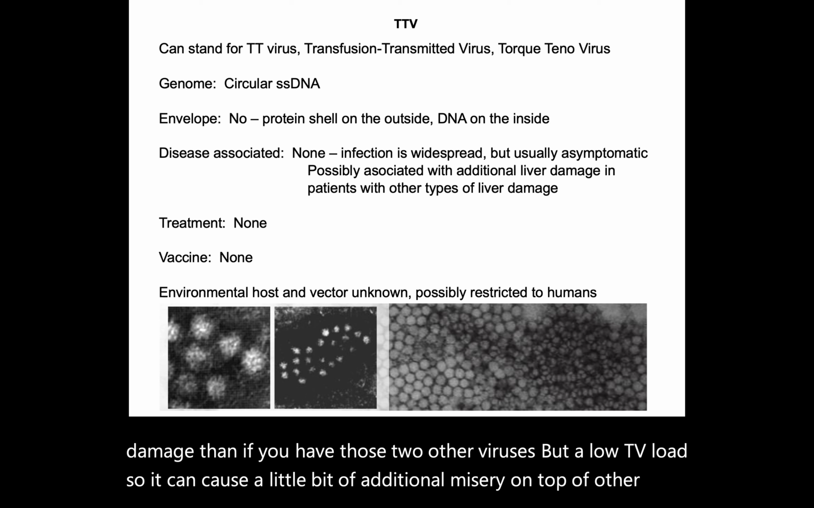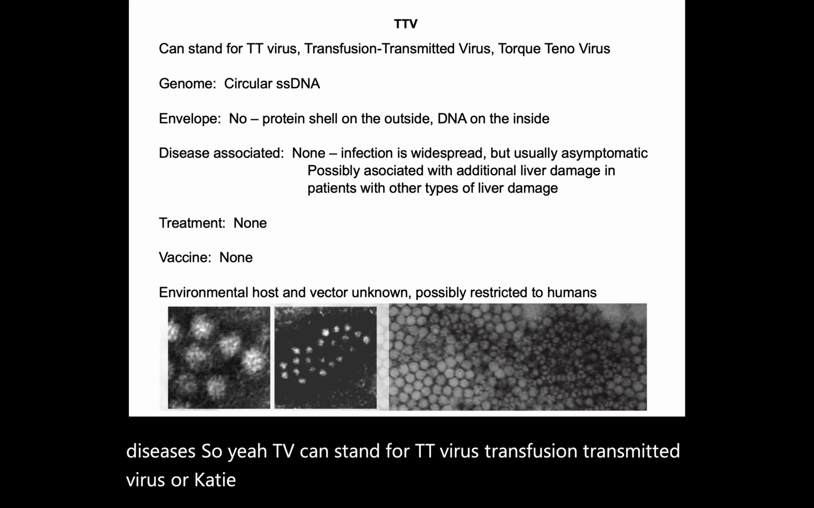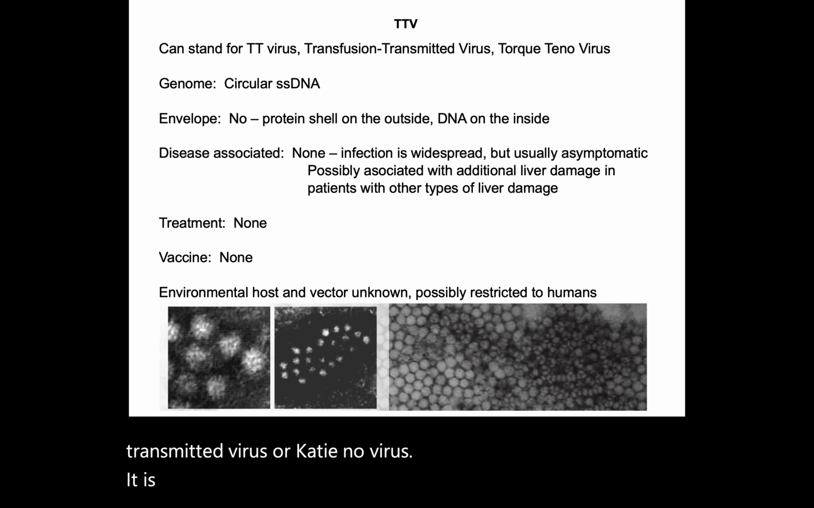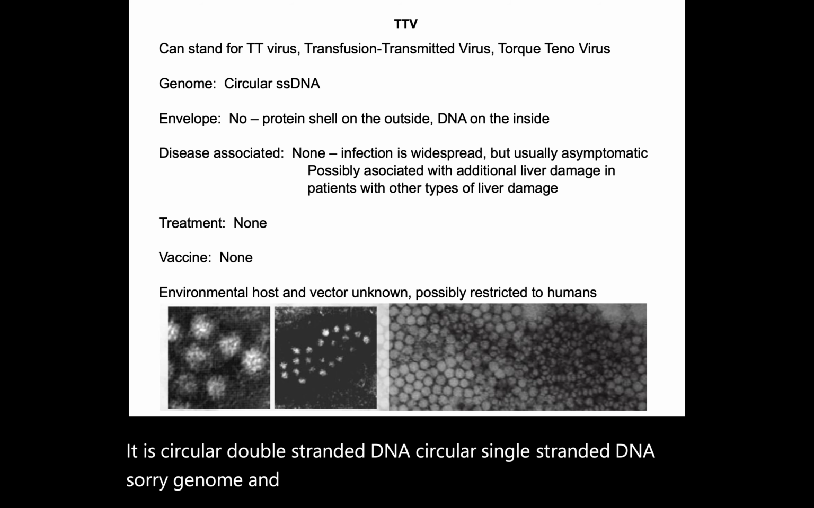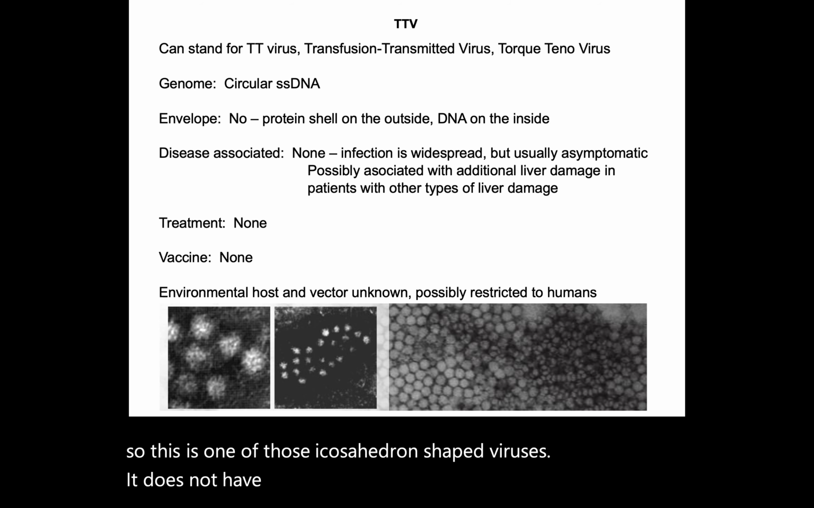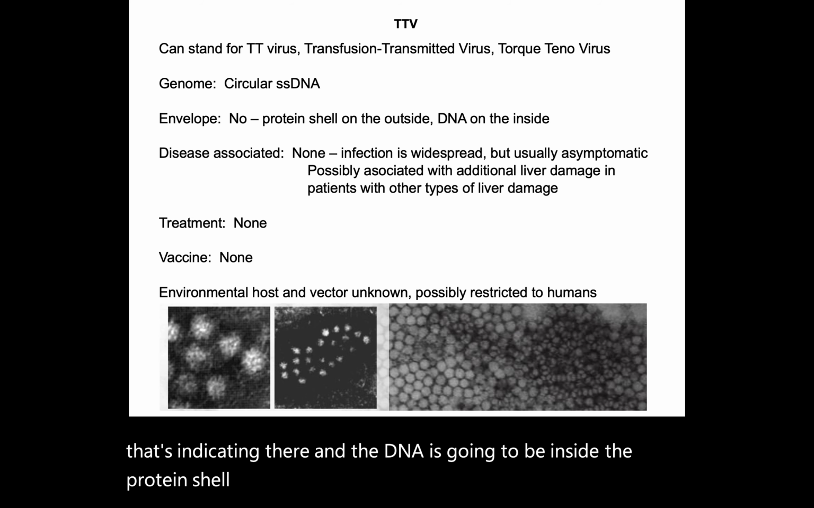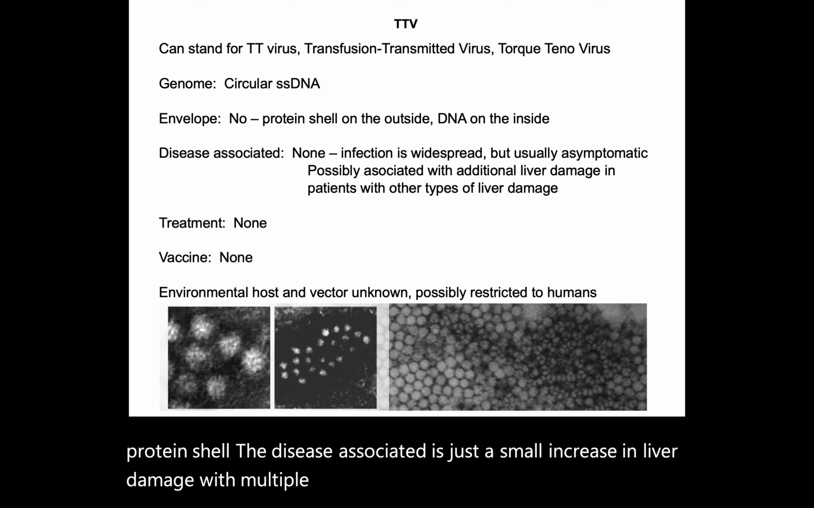So yeah, TTV can stand for TT virus, transfusion transmitted virus, or torquetinovirus. It is a circular single-stranded DNA genome. And this one just has a protein shell on the outside. So this is one of those icosahedron-shaped viruses. So it does not have an envelope. It does have a protein shell, is what that's indicating there. And the DNA is going to be inside the protein shell. The disease associated is just a small increase in liver damage with multiple hepatitis. That's the most compelling evidence.